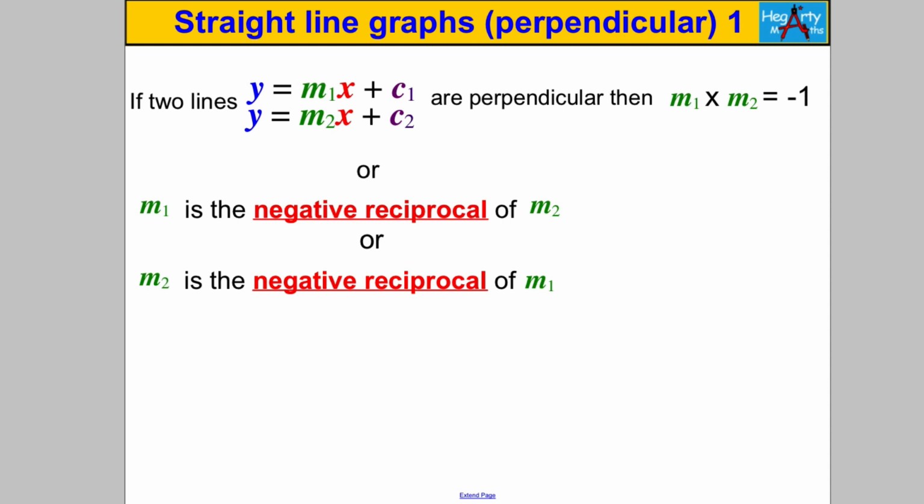If we have two different lines, m1x plus c1, so a different gradient here, and m2x plus c2, so they've both got different gradients and maybe different y-intercepts, they're perpendicular if when you multiply the gradients together, you get negative 1. Or you can say two lines are perpendicular if one gradient, m1, is the negative reciprocal of the other m2, or vice versa, m2 is the negative reciprocal of m1. And that's the key idea we're going to be using in particular in the next video.